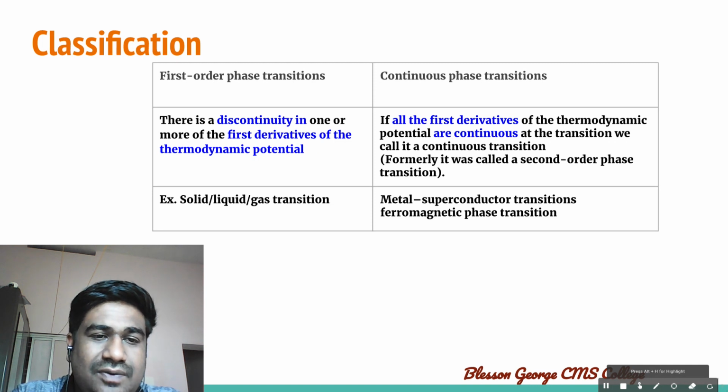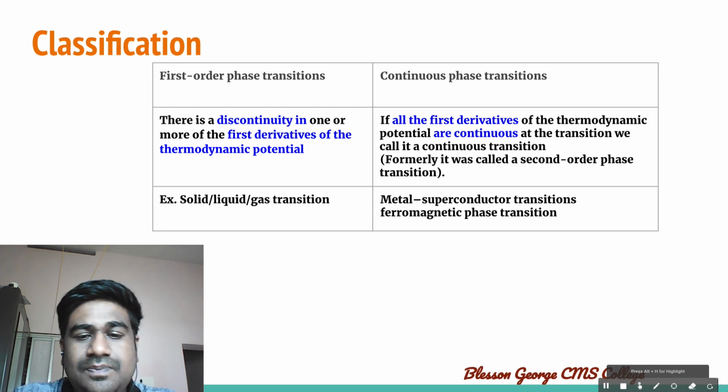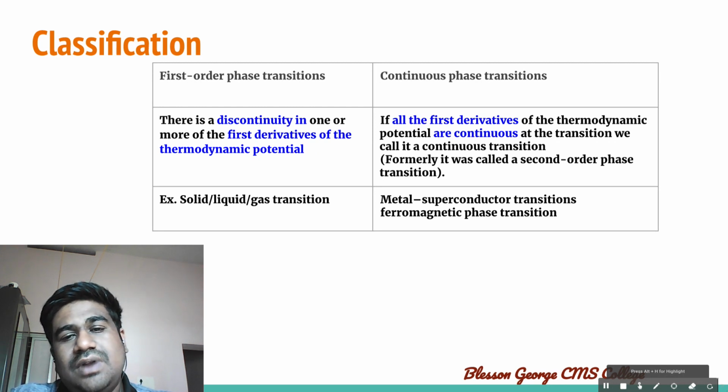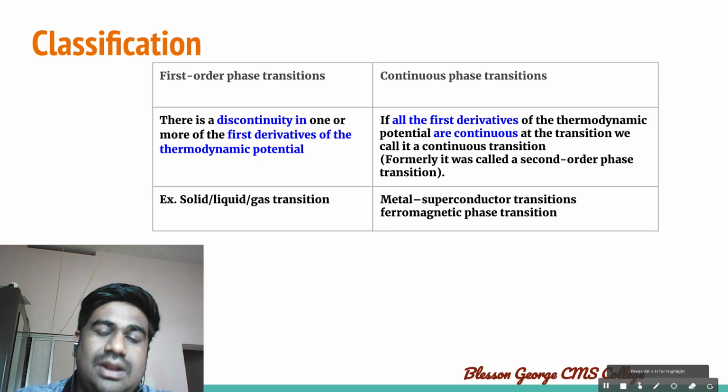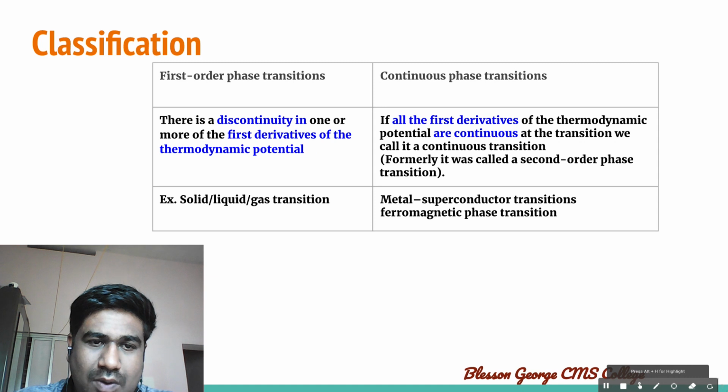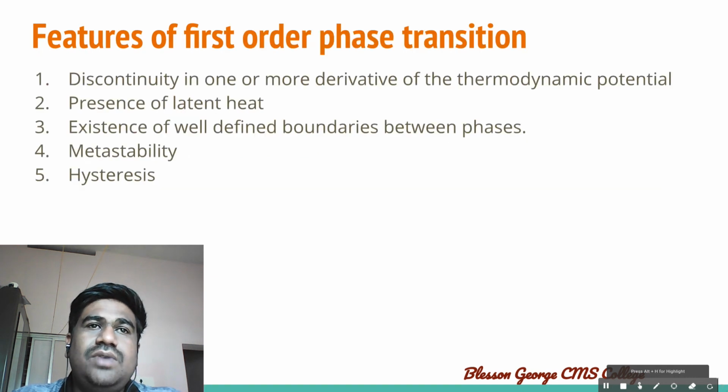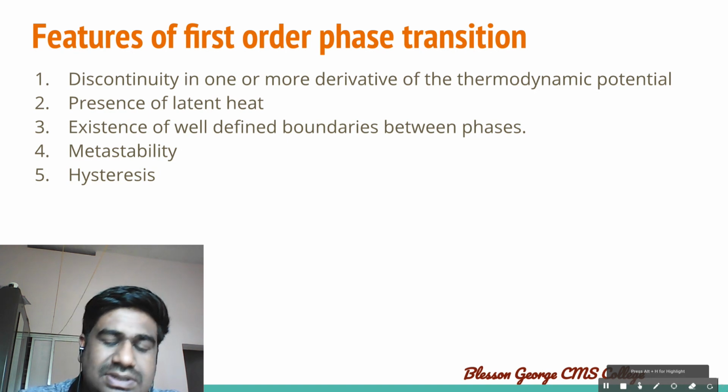The classical example of first order phase transition is the solid to liquid and liquid to gas transition below critical temperature. Examples of continuous phase transition are the metal to superconductor transition and ferromagnetic phase transitions. Okay. So now we are going to discuss the features of first order phase transition. These are the 5 important features of first order phase transition. I am not reading it. We will discuss it one by one.